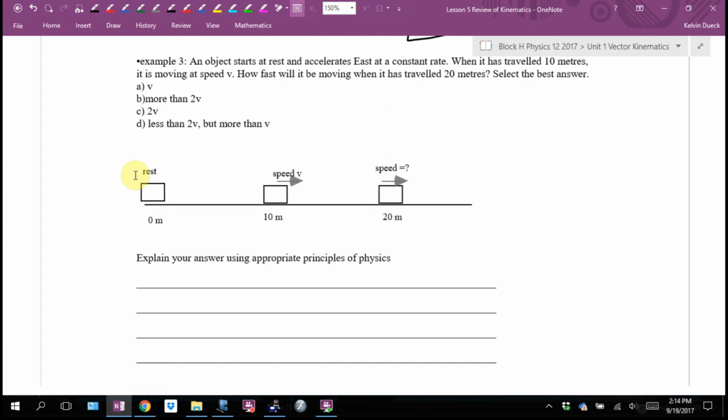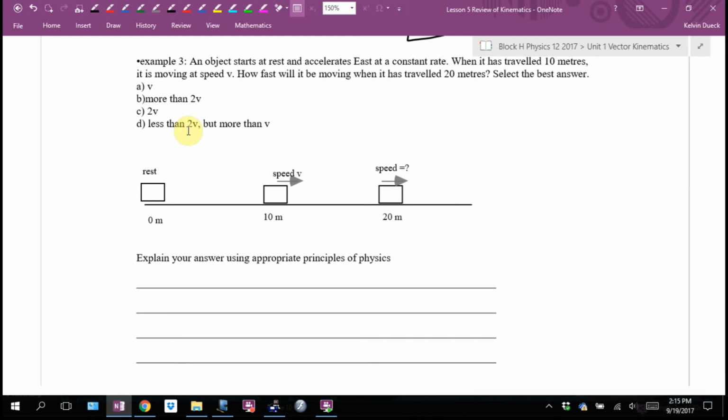That's okay. So let me again phrase this for you. Here's what it says. An object starts at rest and accelerates east at a constant rate. When it's traveled 10 meters, it's going v fast. When it's gone twice as far, 20 meters, is its new speed A, same as before? B, more than twice as fast as before? C, exactly twice as fast as before? Or D, faster, but not quite twice as fast as before, less than twice as fast? Those are your options.